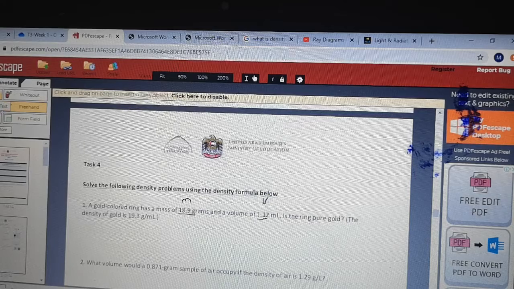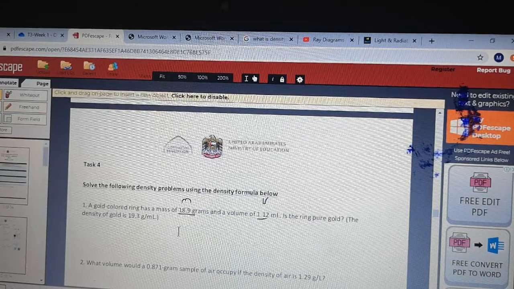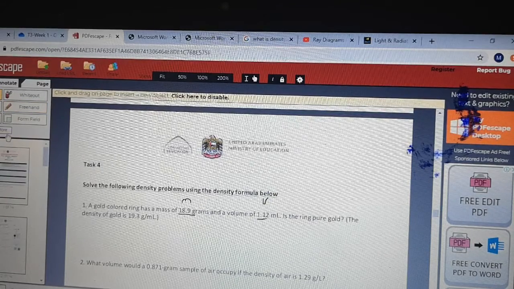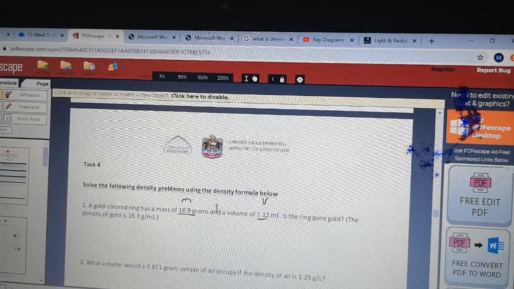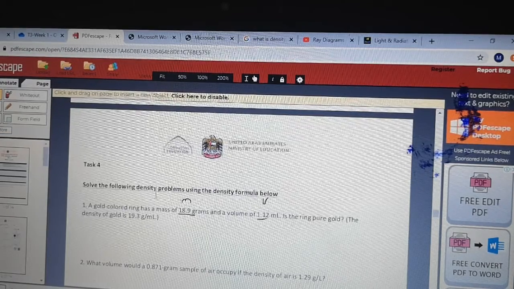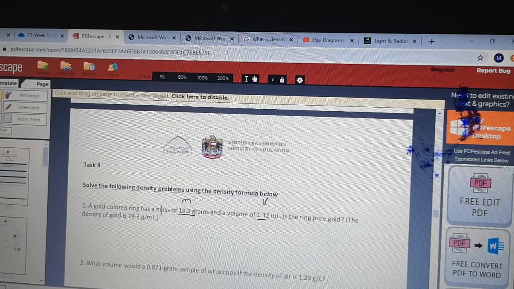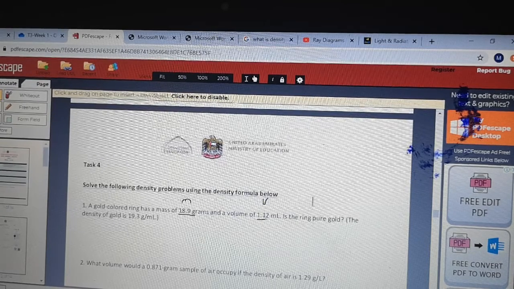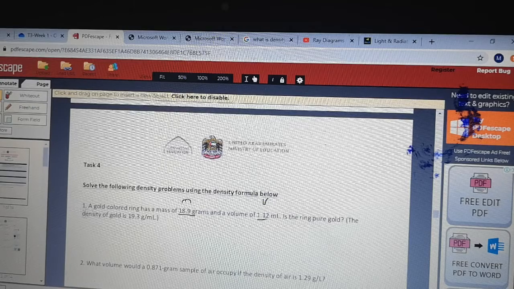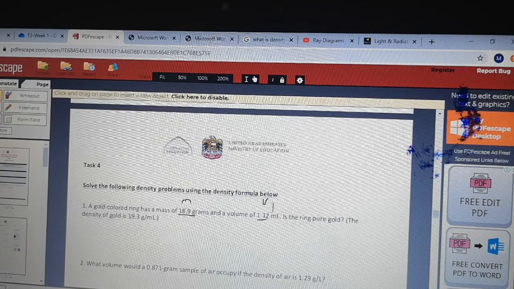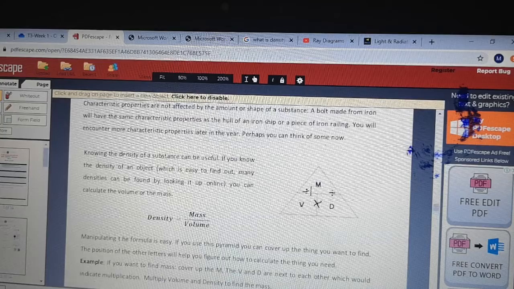Let's try. I'm just going to show you now how to use the triangle method. Now we have the mass and the volume. We have M and V. How do I know? Because it says volume is such and such, mass is such and such. So I know I have M and V. And I know I'm finding density here because it's the only one left in the equation.